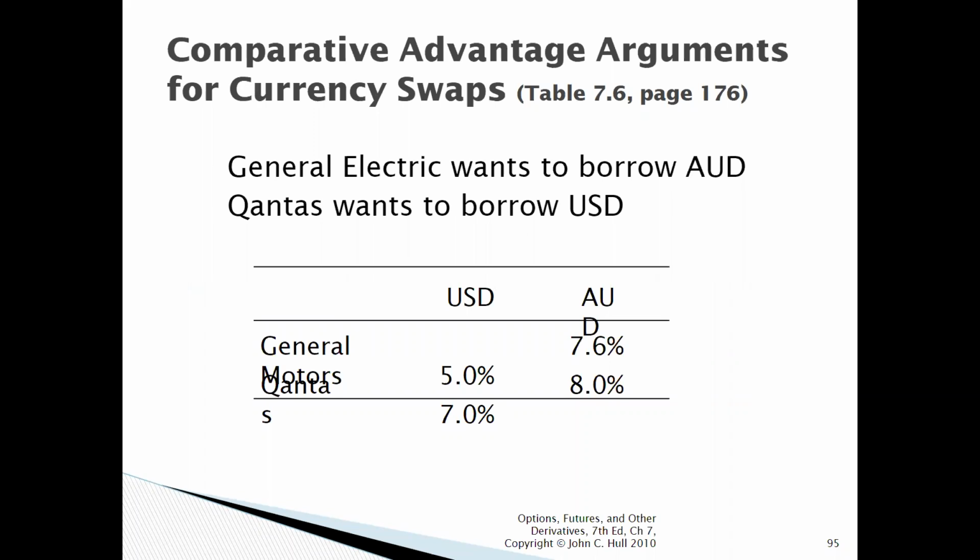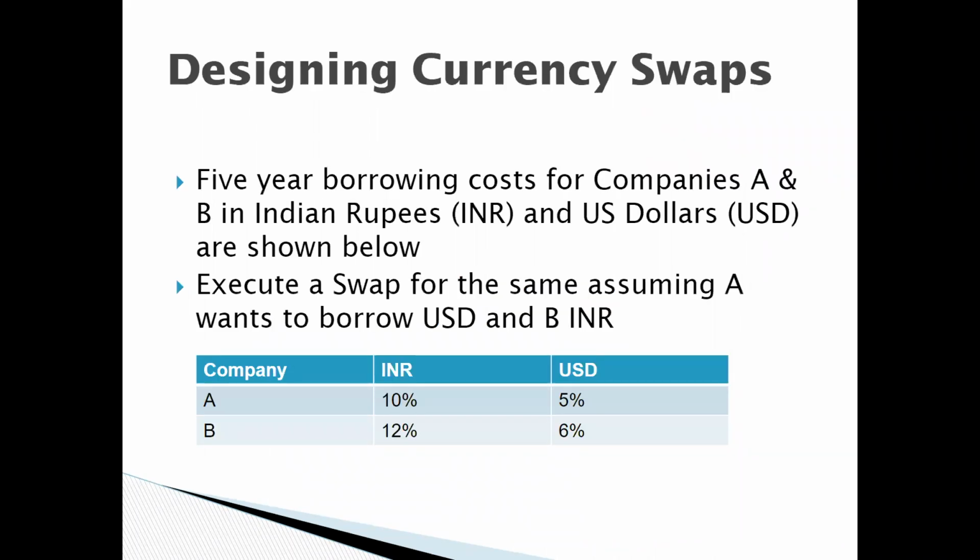So here is an example of a currency swap. One wants to borrow in USD, the other one wants to borrow in Australian dollars. You can do a swap between the two. Have a look at this. There is no difference really in the calculation. The same way we find out the margin. And the idea is to reduce the borrowing cost in the different currencies.